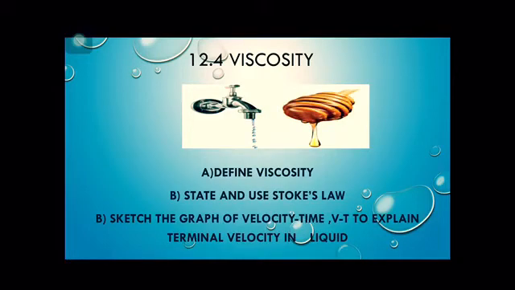Lesson 12.4 Viscosity. The learning outcomes for this lesson are: A, define viscosity; B, state and use Stokes' law; and then sketch the graph of velocity against time, V-t, to explain terminal velocity in liquid.